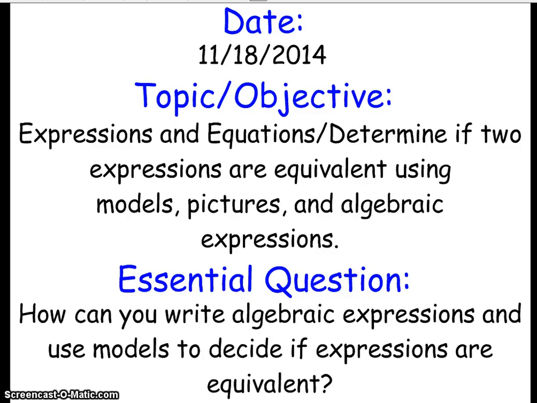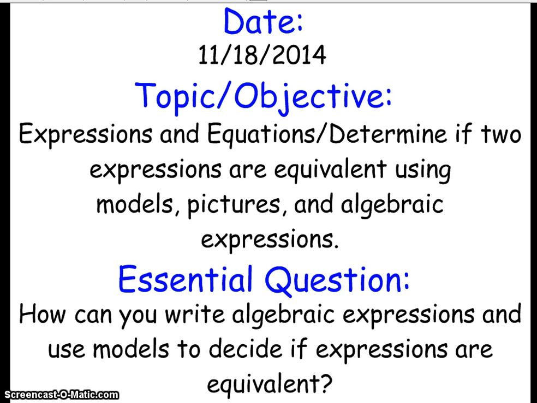All right, right now you should already have your Cornell Note template created. If you don't, pause the video now so that you can create it and then get ready to take your notes. Today's date is November 18th, 2014.